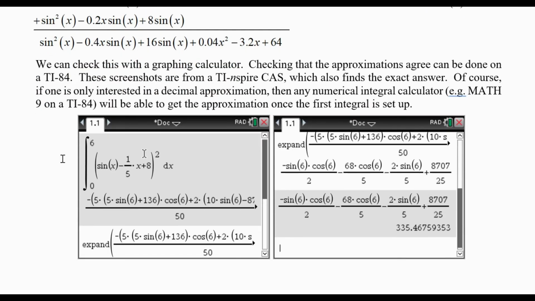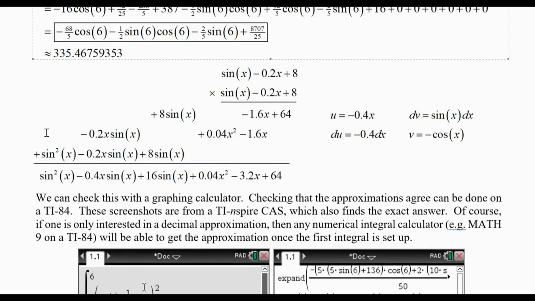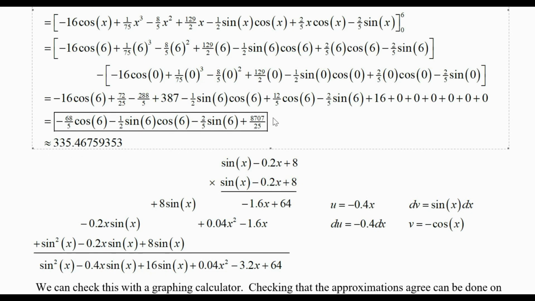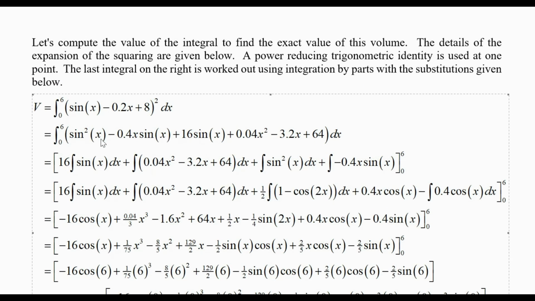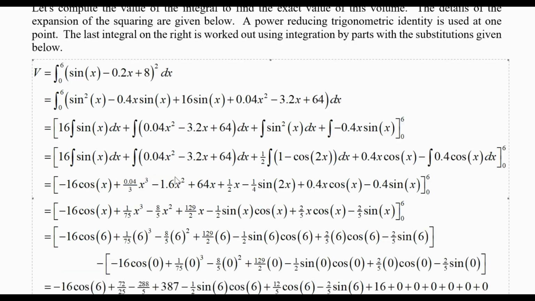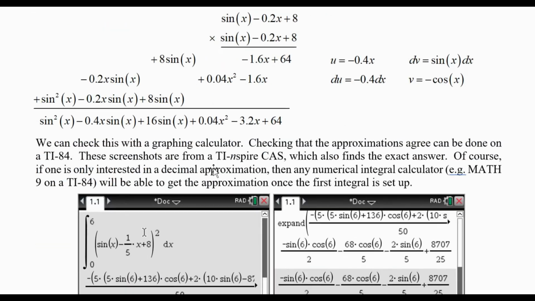Okay, now we can check this with a graphing calculator. So here I used a TI Nspire CAS, which will find the exact answer. We can also check it with the TI-84 by checking that the approximations work out the same. So basically type what's in the box here in your calculator, being sure you're in radian mode, of course, and you'll get this decimal approximation. And then once this integral is set up, type that integral in as an approximate integral in your calculator, and you should get the same decimal value.